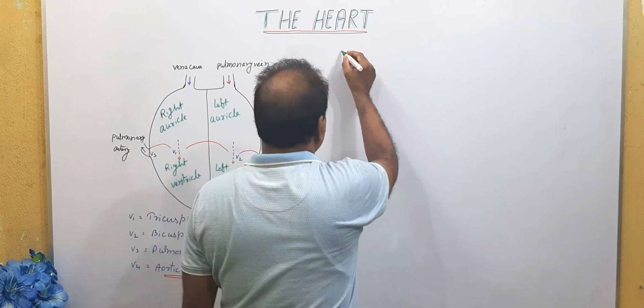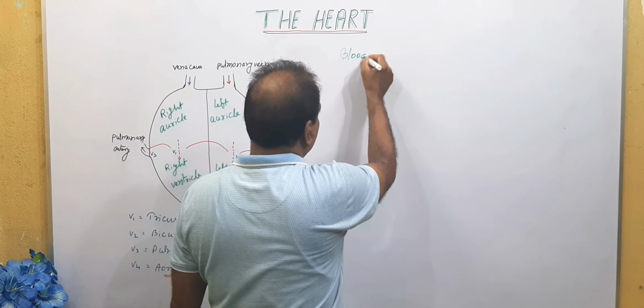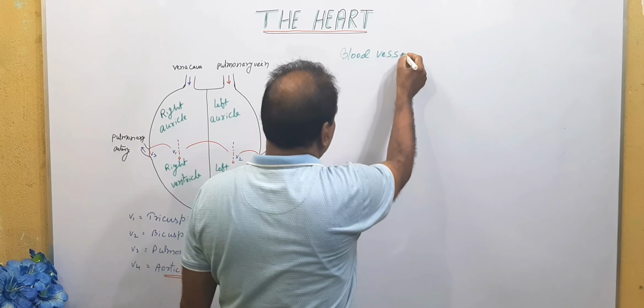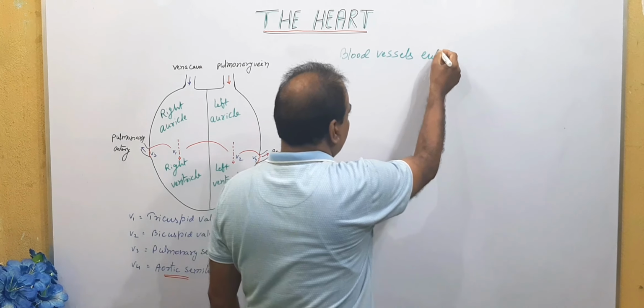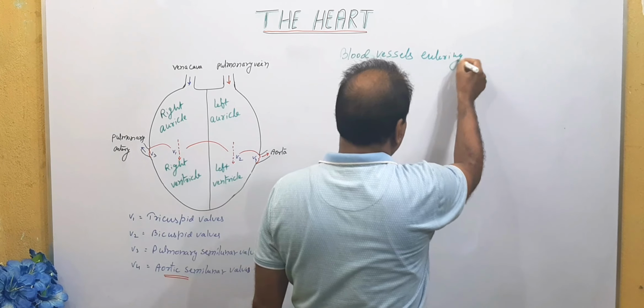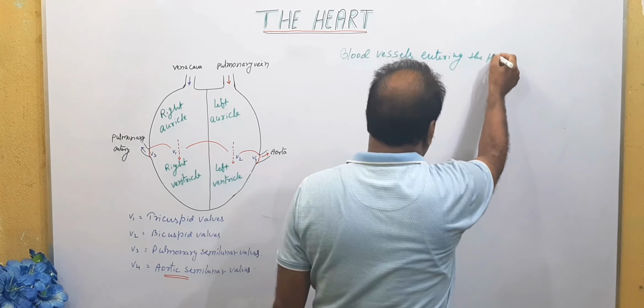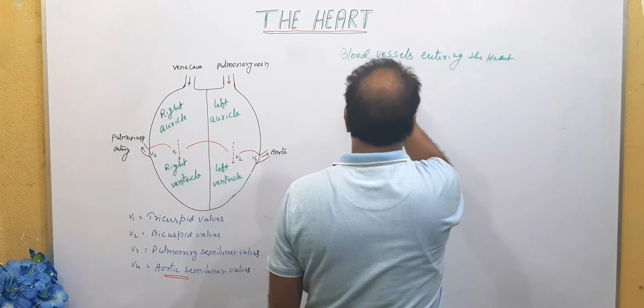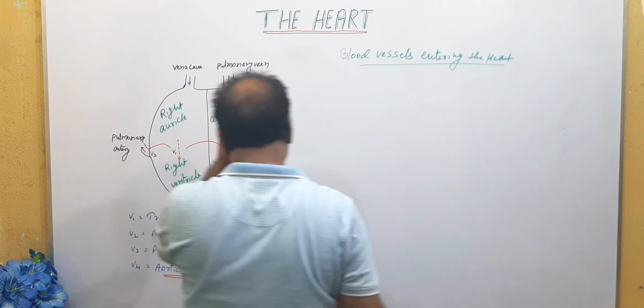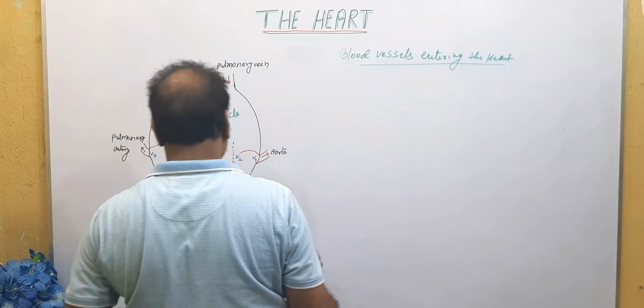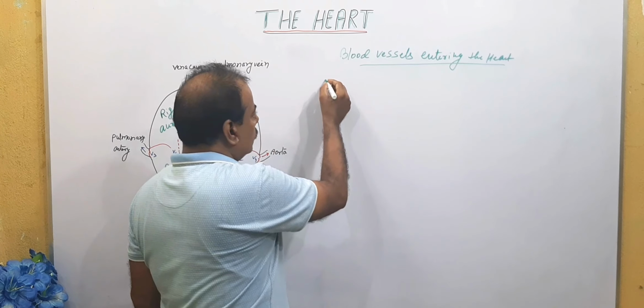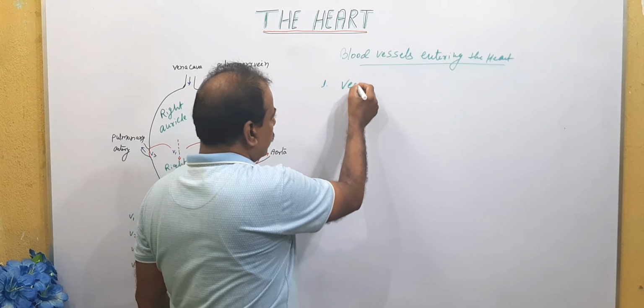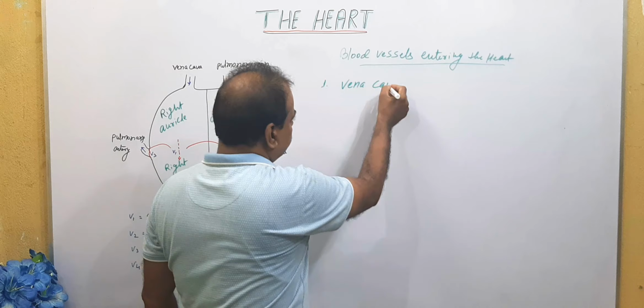Blood vessels entering the heart. Number 1, vena cava.